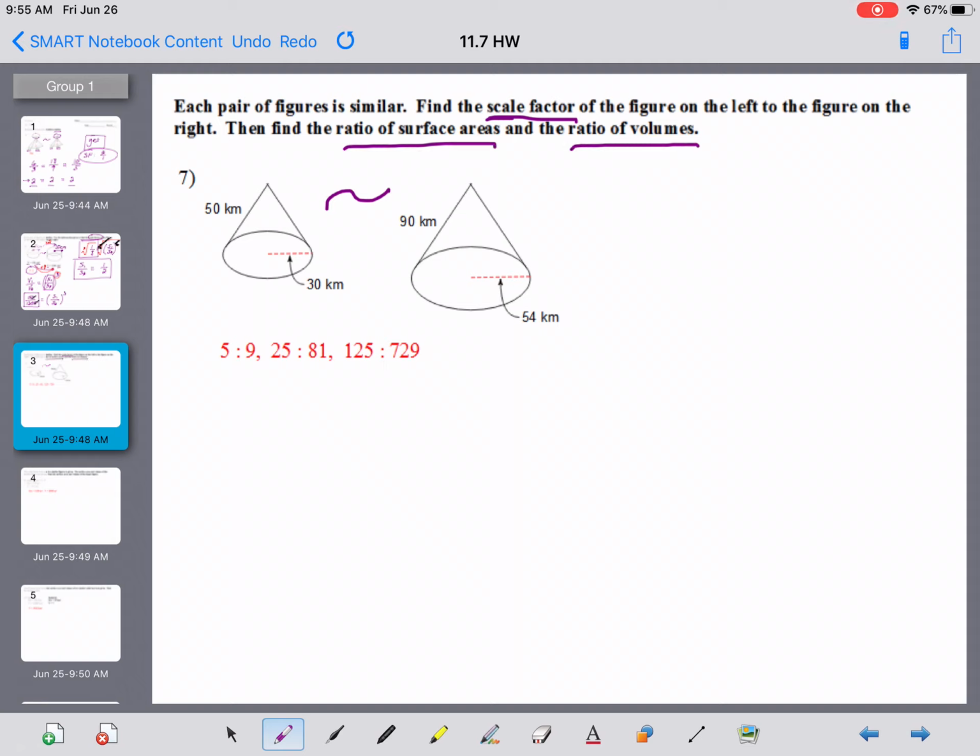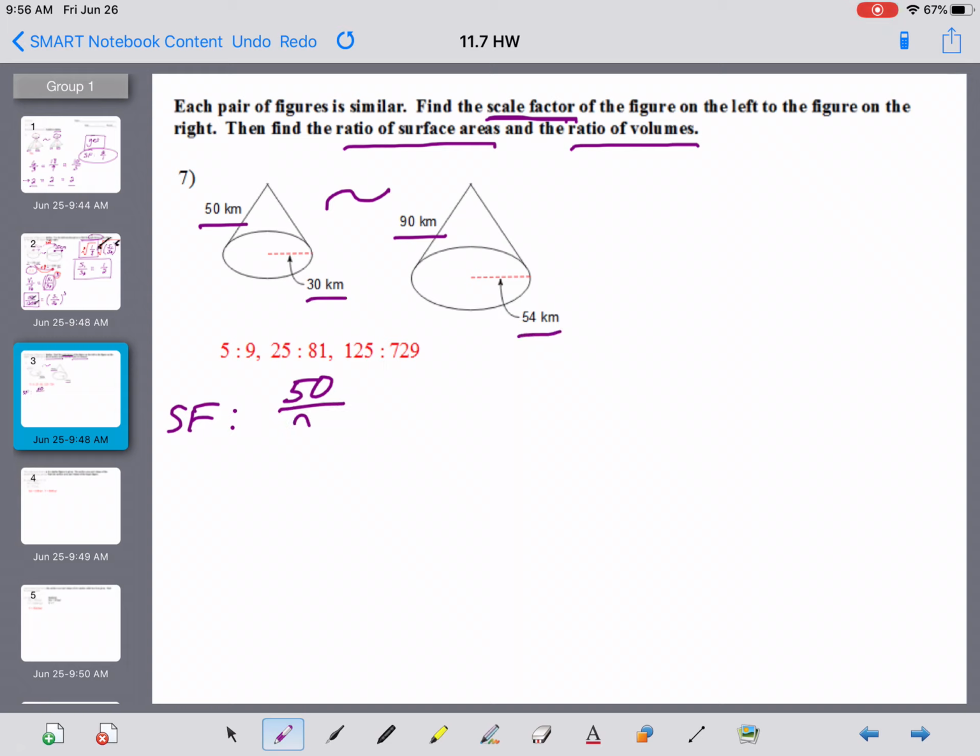Well, remember that scale factor is a ratio as well, so we're actually supposed to come up with 3 ratios for our answer. So let's do this in order here. To find your scale factor, you're simply going to take the ratio of 2 corresponding sides. Now, because they already told us that these ones are similar, I can just go with one pair of sides. The 50 kilometers on the left corresponds to the 90 kilometers on the right. I don't really need to do the 30 and the 54 also.